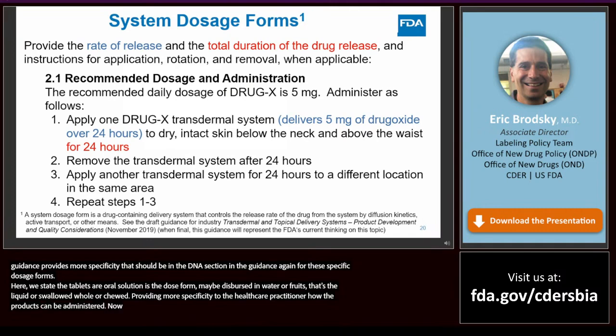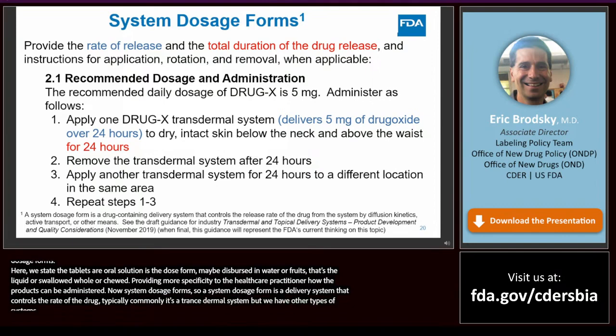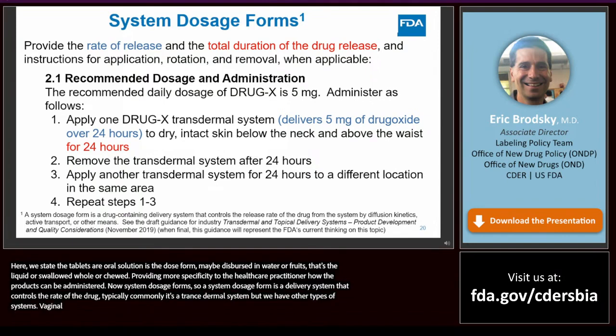Now, system dosage forms. A system dosage form is a delivery system that controls the rate of the drug. Commonly, it's a transdermal system, but we have other types of systems: vaginal systems, uterine systems, ocular systems, periodontal systems, oral mucosal systems. So for these examples in the DNA section, we should provide the rate of release.